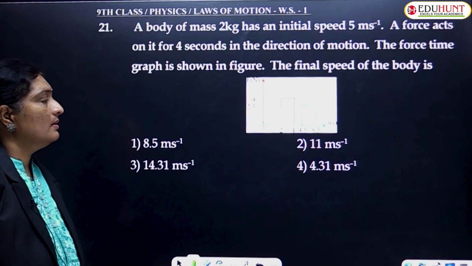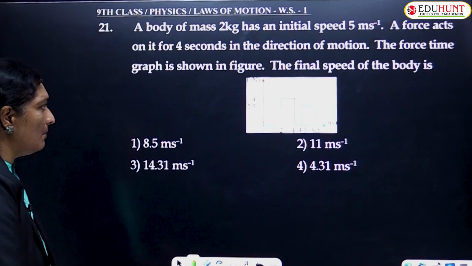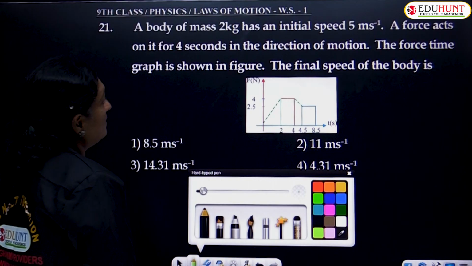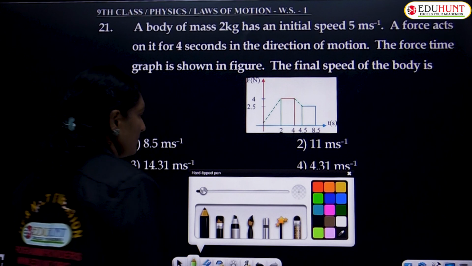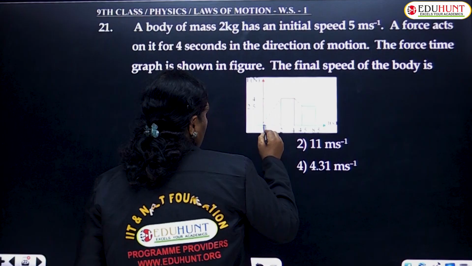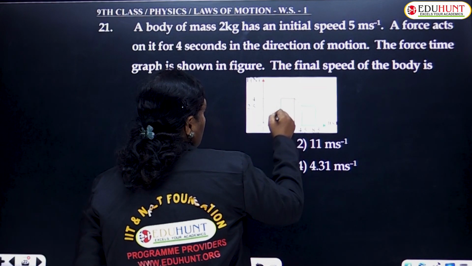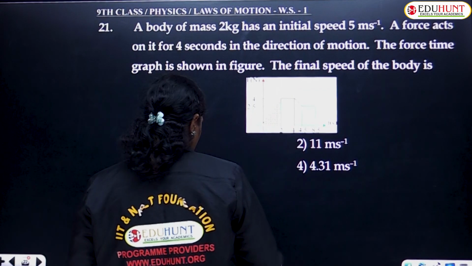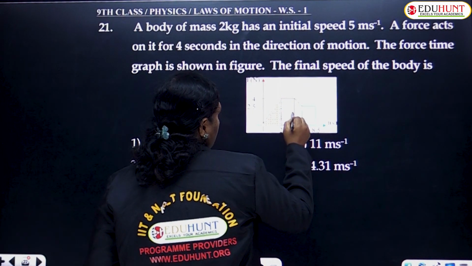Children, we know that the area under the force time graph gives impulse or change in momentum. But here in the question they have asked us to find out the final speed. Final speed means mass into velocity. So in that aspect, first of all, try to find out the area of the given graph. Here if you observe, this is a triangular portion and here it is a rectangular portion.